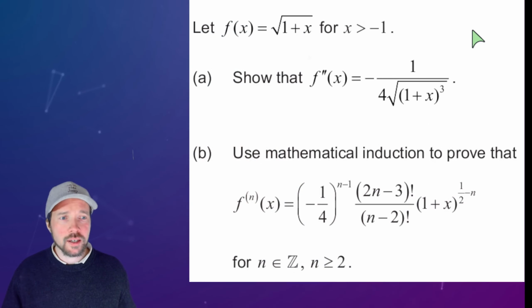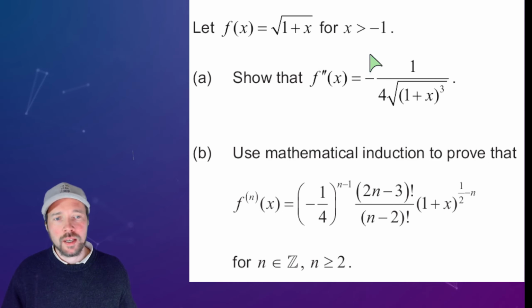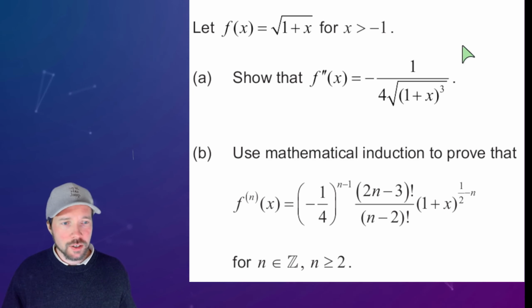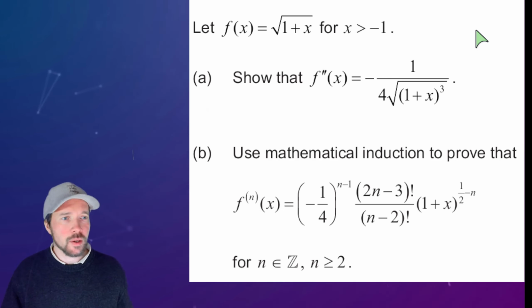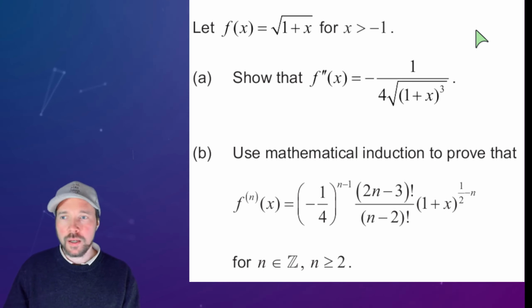So in this exercise, we're given a function, square root of 1 plus x, and we are told that it's defined when x is greater than minus 1. Now, this exercise is about differentiation and induction, as we can see, and one thing we can immediately ask ourselves is, why is x assumed to be greater than minus 1?